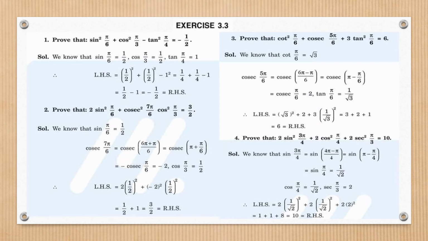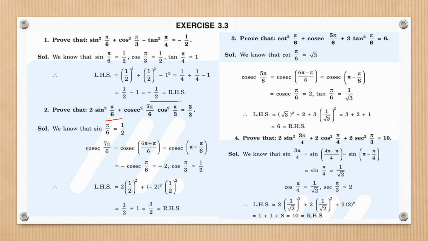Exercise 3.3. Prove that sine square pi by 6 plus cos square pi by 3 minus tan square pi by 4 is minus half. So you will put the values: sine 30 is half, cos 60 is half, and tan 45 is 1. And sine square pi by 6 means sine pi by 6 whole square, so you have to take the whole square of the values we get, and the answer is minus 1 by 2.